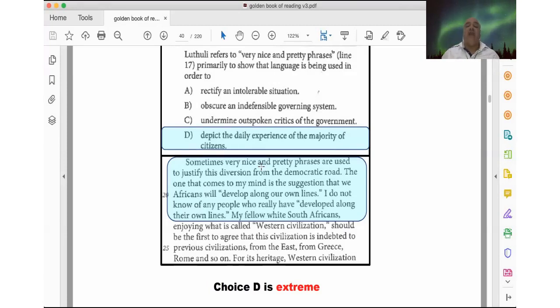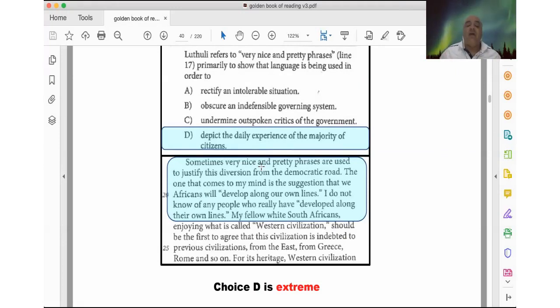By the way, the passage is about Luthuli, a South African guy who is defending his own country from the British invader. If we go to the lines and read around line 17, you can end up reading this. Sometimes very nice and pretty phrases are used to justify this diversion from the democratic road. So he will be diverting from the democratic road to the non-democratic road. He refers to the British.